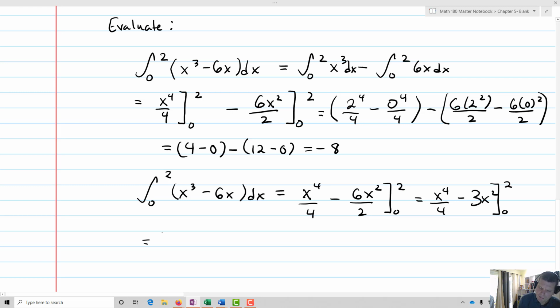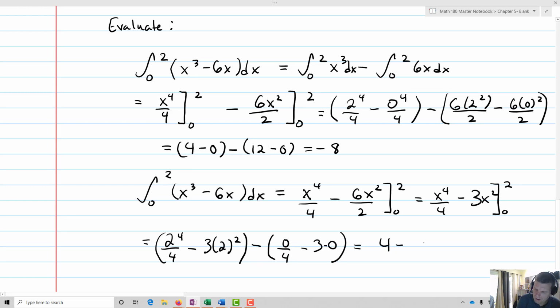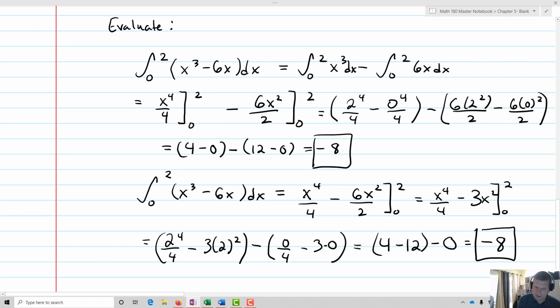So now we'll put that in. We'll start out with the 2's. That'll be 2 to the fourth over 4 minus 3 times 2 squared, minus 0 over 4 minus 3 times 0. And so this ends up equaling 4 minus 12, minus 0, which is just negative 8. So either way that we do it, we end up getting the exact same thing. So that's the big thing about the definite integral. Let's take a look at a quick review.